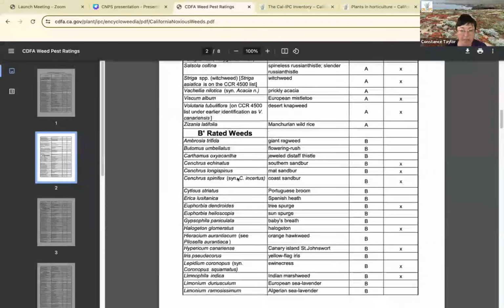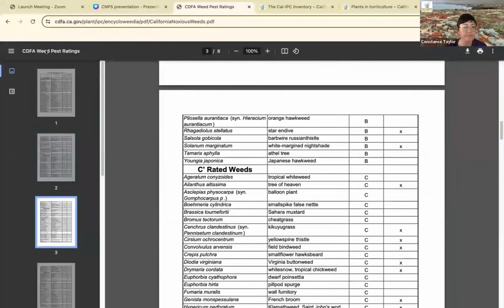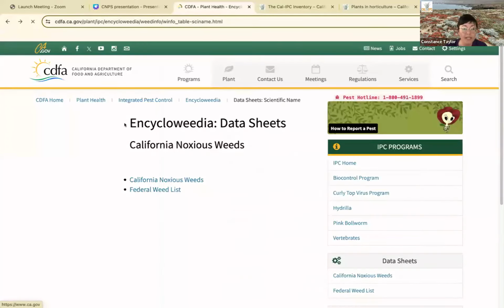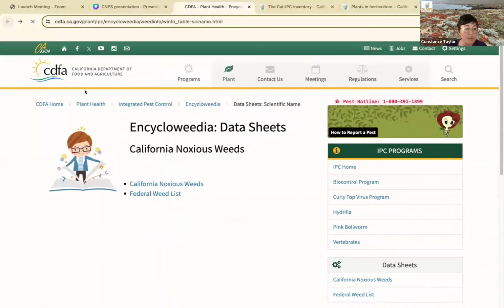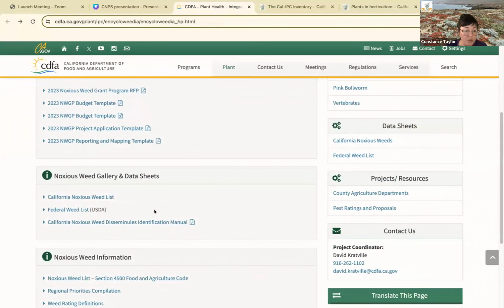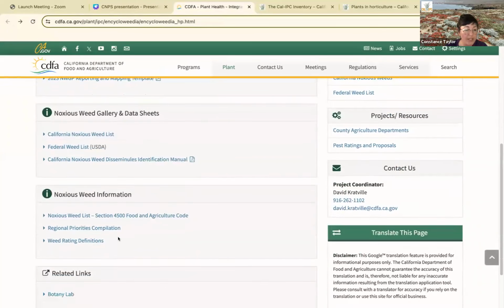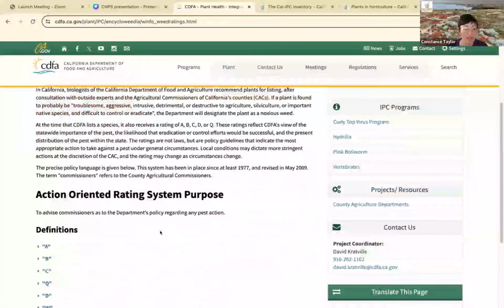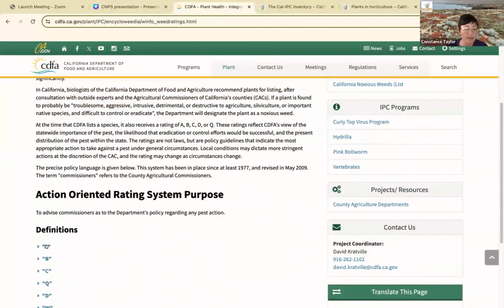You can just see A, B, C, etc. And I'm going to head back here. So what exactly do those A, B, and C ratings mean? You can scroll and go to here, weed rating definitions. It's on that same encyclopedia page. And then it'll tell you right here, what does A mean?